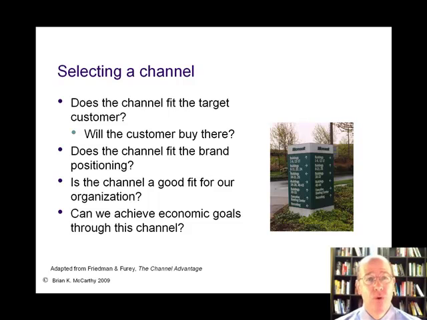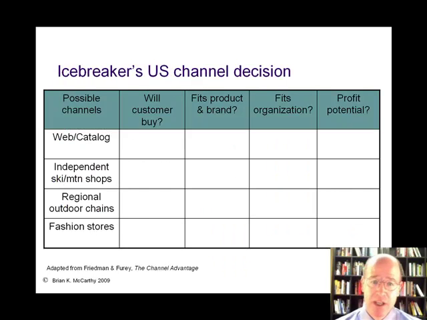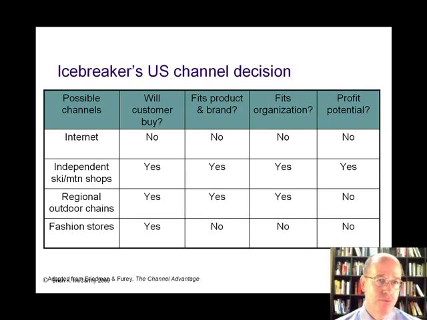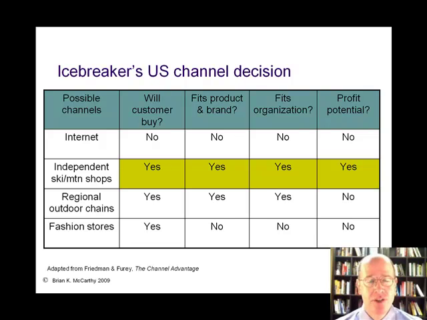I think these are 4 great questions, especially because you can fit them into a chart like this, in which the questions are the columns and the channel options are the rows, and then you can fill in the boxes with a yes or no for each question, which I have done for Icebreaker's U.S. channel decision. You can see that you can make a strong argument for the independent ski and mountain shops being the best overall choice for Icebreaker's initial entry into the U.S. market.